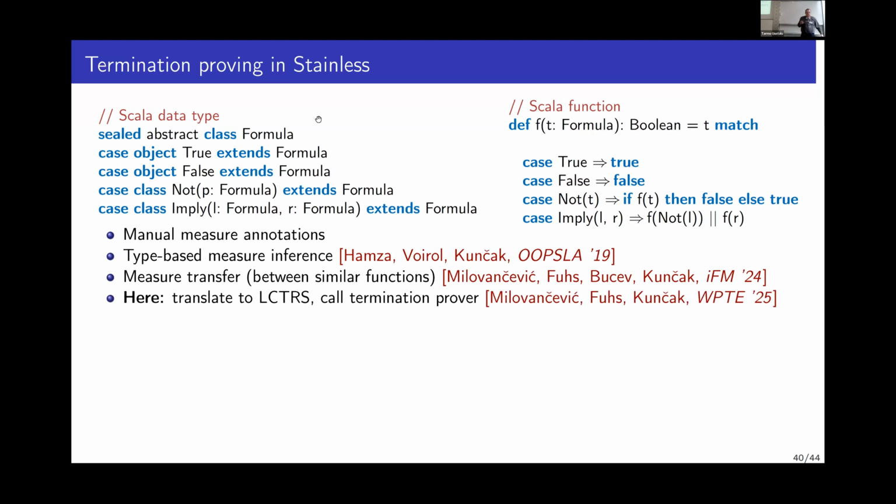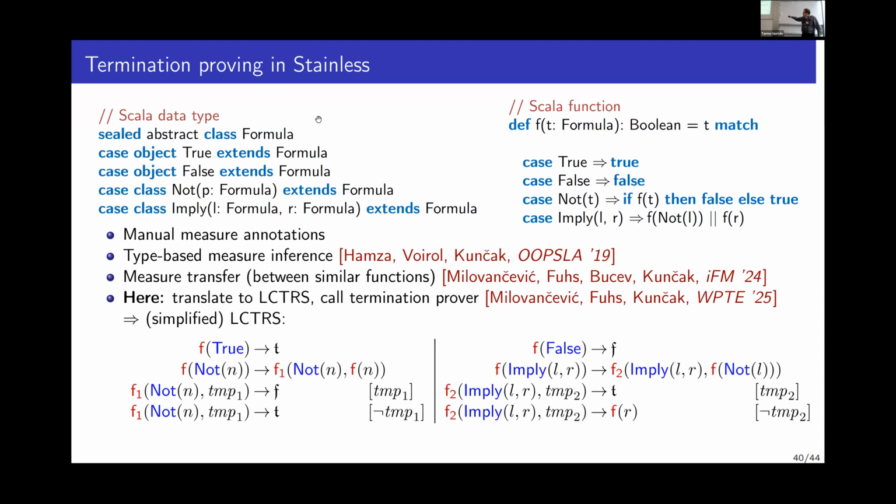What we're doing here is to translate this function to LCTRSs. And here we have a simplified version of our LCTRS, which can easily be proved terminating. So this is perhaps the minimum challenging example that can now be proved terminating.